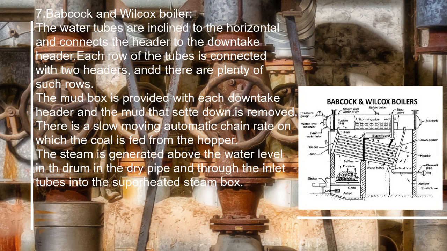The steam generated above the water level in the drum flows in the dry pipe and through the inlet tubes into the superheated steam box. It then passes through the tubes into the saturated steam box. The steam during its passage through the tubes gets further heated and becomes superheated. The steam is now taken through the outlet tube to the stop valve. The boiler is fitted with the usual mountings such as safety valve, feed valve, water level indicator and pressure gauge.